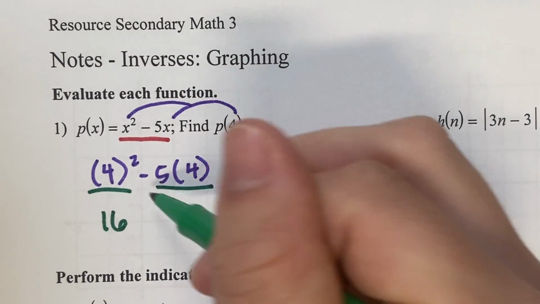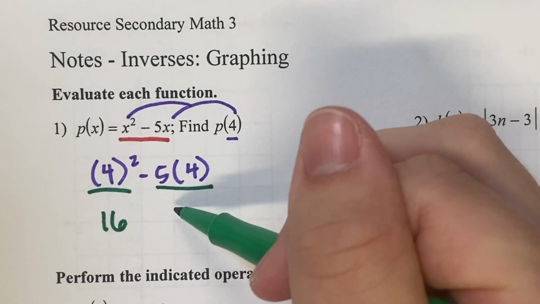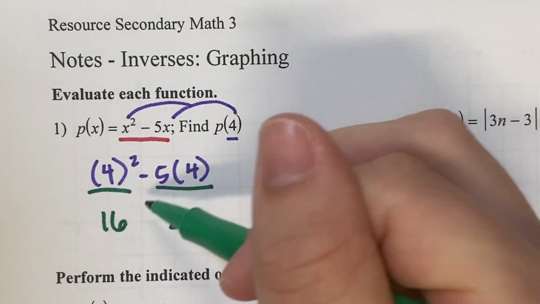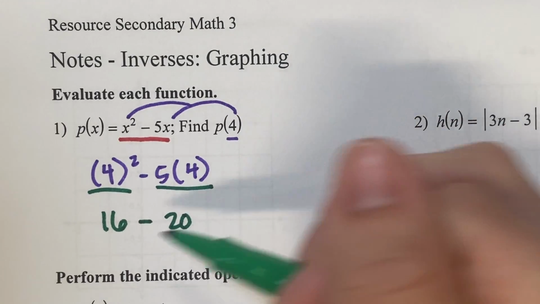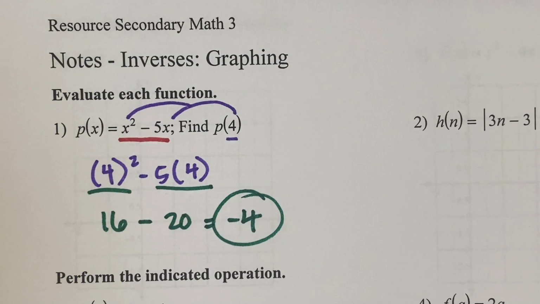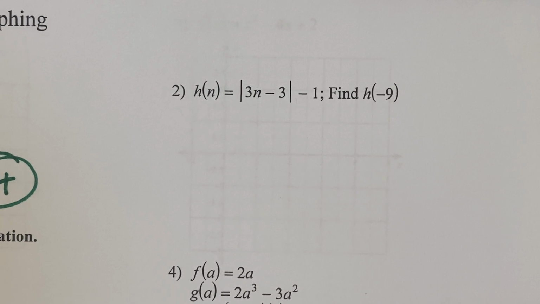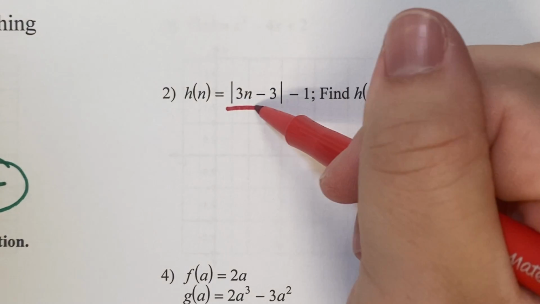Then we need to multiply before we subtract. Remember, order of operations. This is going to give us 20, 5 times 4. Now we can subtract those two. 16 minus 20 gives us -4. Beautiful. Okay, number 2. Again, it's giving us a function, this time h of n.